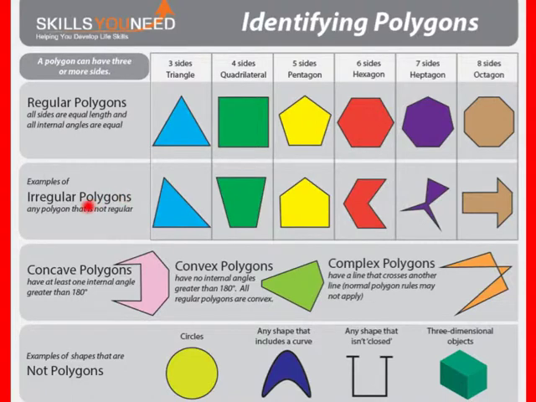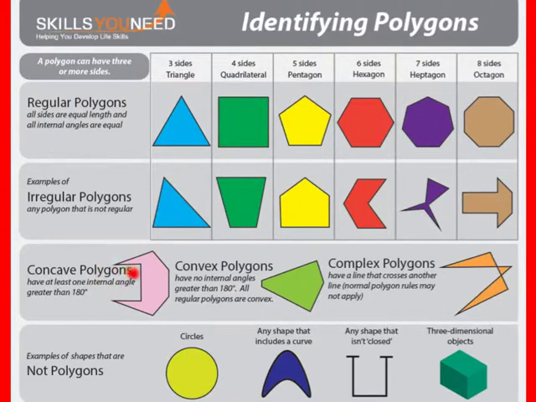Alright, now these are called irregular polygons because it is not regular like these. In other words, they don't have equal length sides. Maybe all the internal angles are not equal, but they still are polygons. They have several sides.